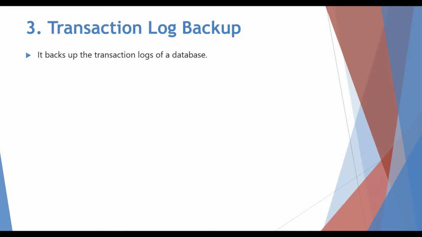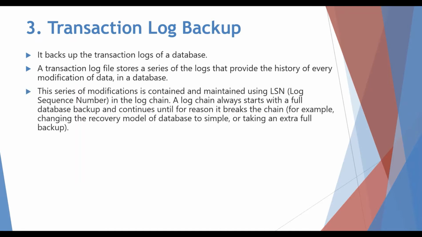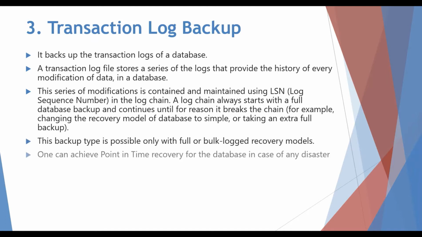As the name implies, it backs up the transaction logs of a database from the last full backup or the last transaction log backup. The series of modifications is contained and maintained using log sequence numbers, which always start with a full database backup. If for any reason the backup chain or log chain is broken, we need to again perform a full backup and then continue with the transaction log backup. This backup type is possible only with the full recovery model or bulk logged recovery model. The main advantage of transaction log backup is that we can achieve point-in-time recovery for the database in case of any disaster.